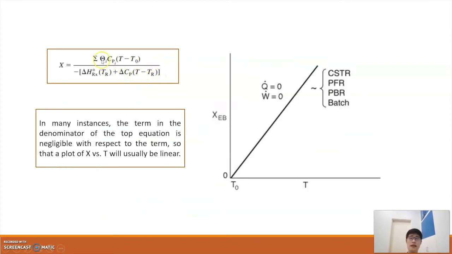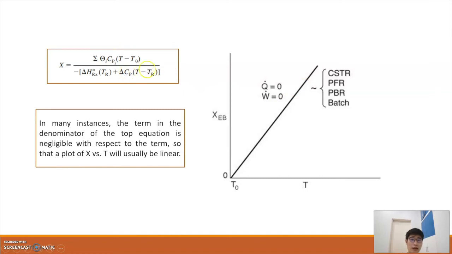There is another consideration: the Cp value here, the Cp ΔT minus R here, is very small as compared to the ΔH_RX value. So therefore, we can just ignore this one. And therefore, when you plot a graph of X_EB, which is basically just the conversion from the energy balance, the T value is this one. Since we have cut off this one, we are left with T minus T naught. Therefore, you'll see that X is directly proportional to this one, so we always get a linear equation.